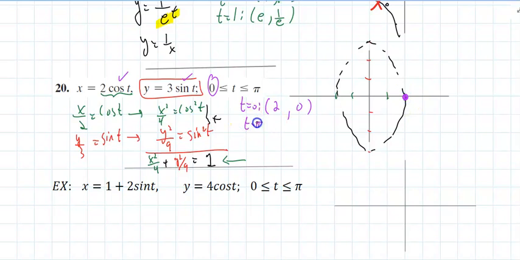At t equal pi over 2, not wise to pick integers. Cosine of pi over 2 is 0 times 2, that's 0. Sine, that's a 3. 0, 3 is right there. So I know I traced this upper portion of the circle, of the ellipse, and if I go to pi, I'll notice that at pi, cosine is negative 1, that's a negative 2, and sine is 0.